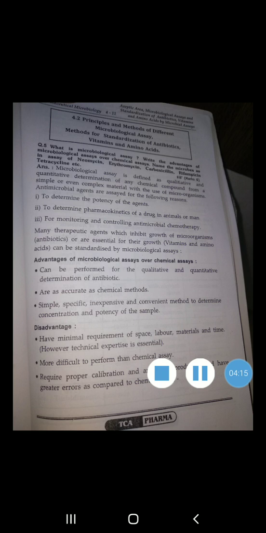Then samples with different chemical compositions have the same biological activity. And then last, it is useful for samples where other methods of assay are not available. I am repeating the last point: useful for samples where the other methods of assay are not available.